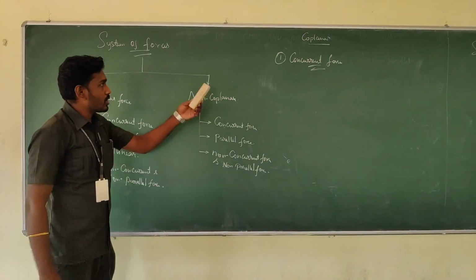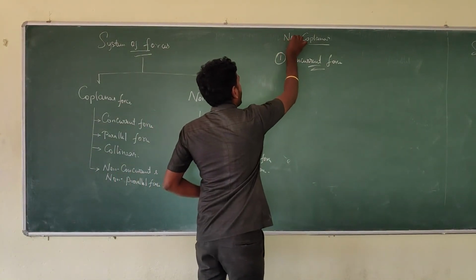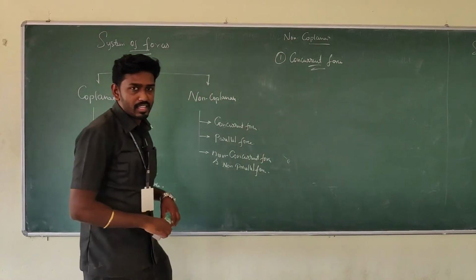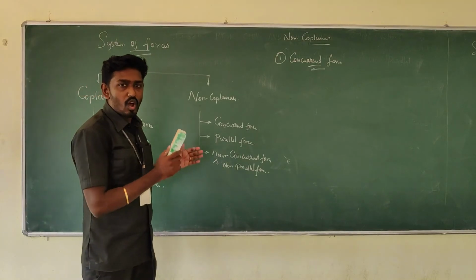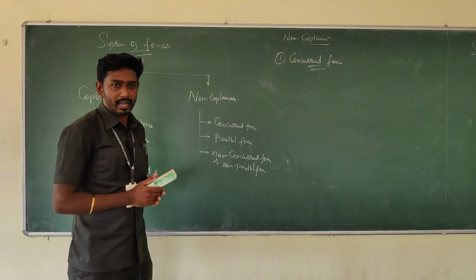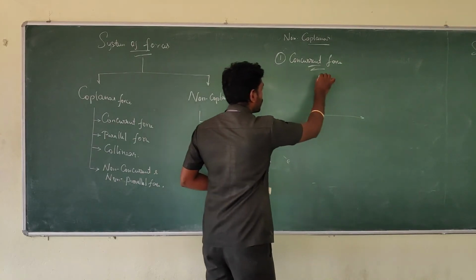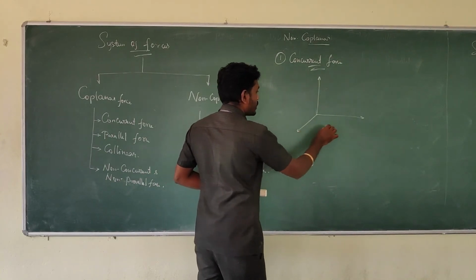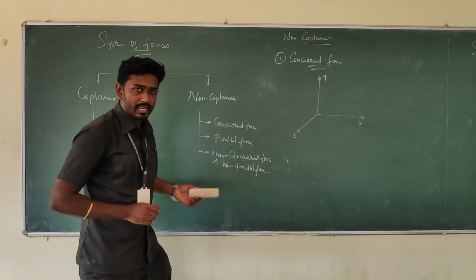Concurrent force. So it's a non-coplanar. We are familiar with non-coplanar in the sense of a set of forces acting on a body which are not in a single plane. Am I right? Not in a single plane. So that means it is acting on each and every dimension.